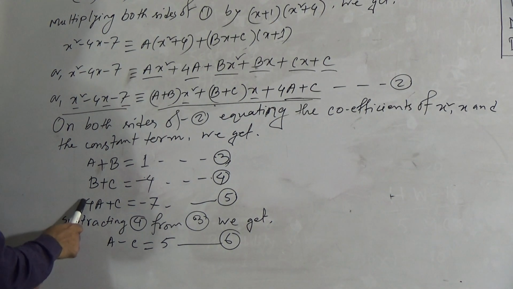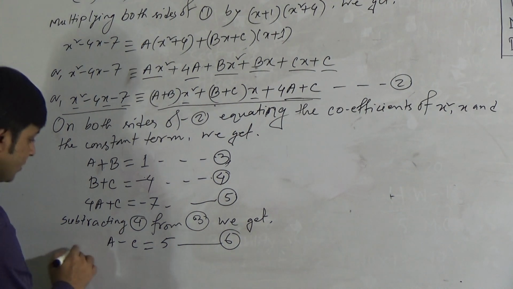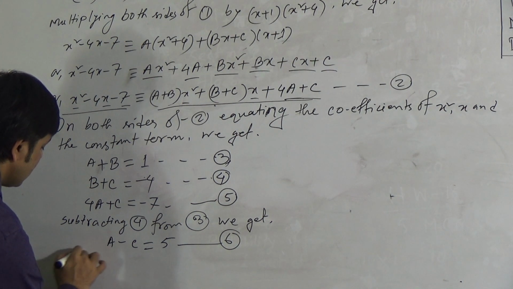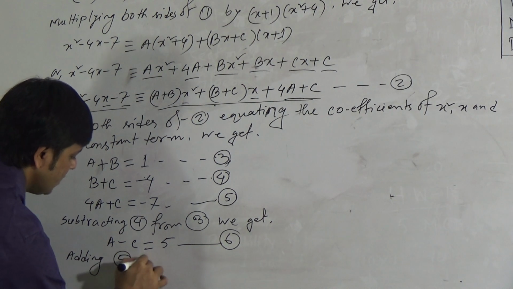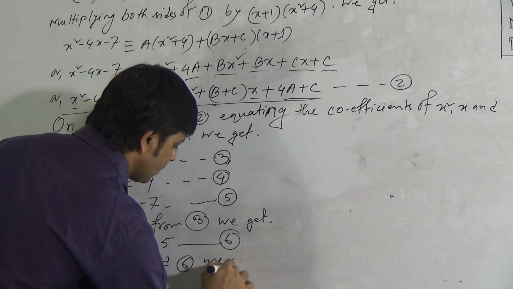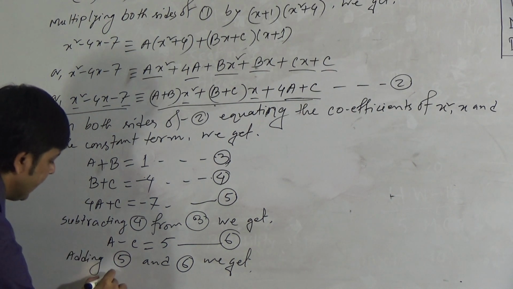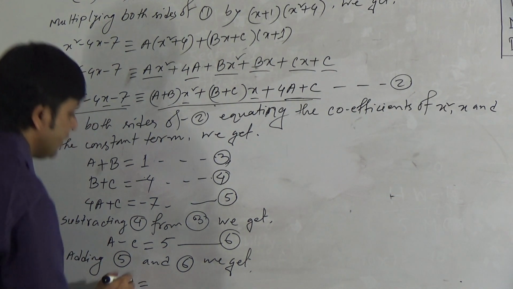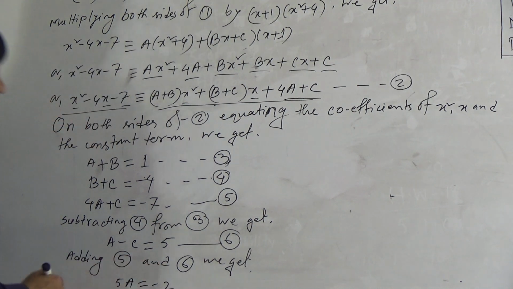Now if we add equations 5 and 6, c and c will vanish and we will get 4a and a, it means 5a. So adding 5 and 6, we get 4a and a, the sum will be 5a, that is equal to 5 is positive, 7 is negative. If we add, we will get minus 2.